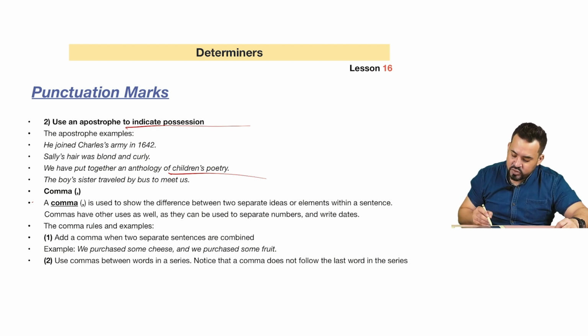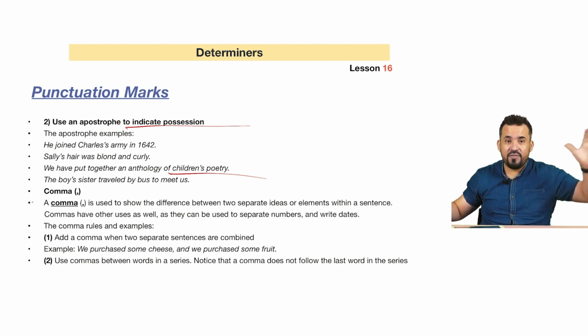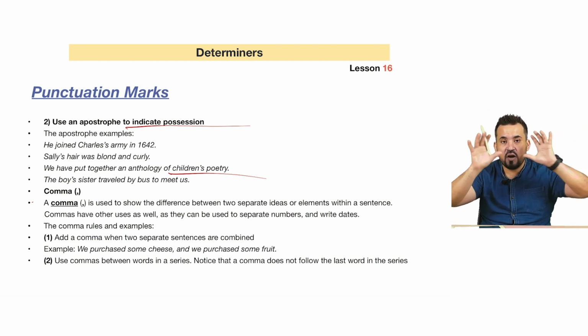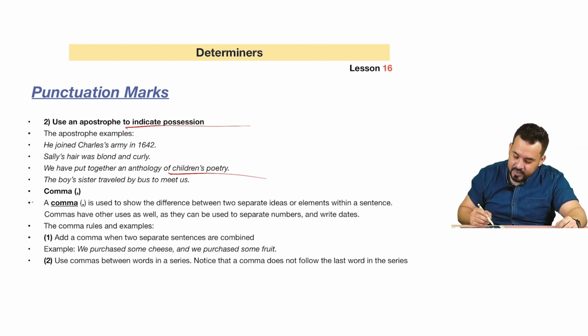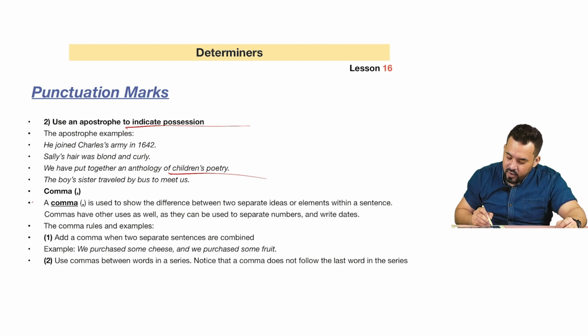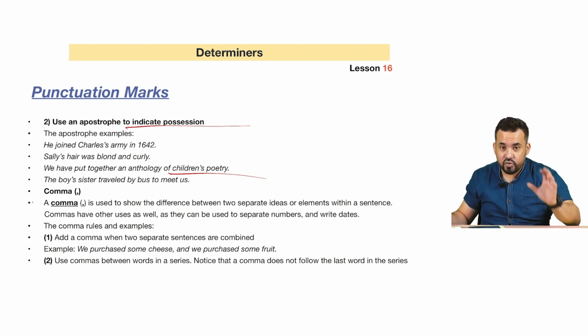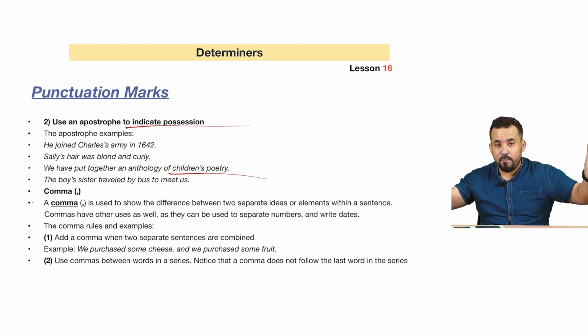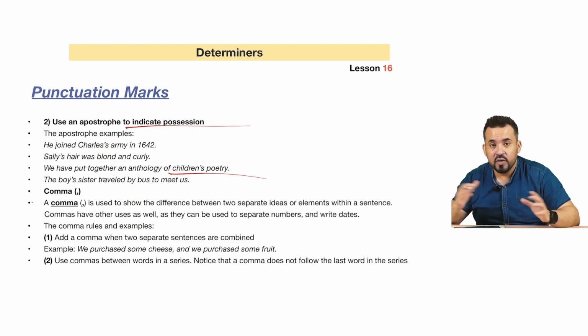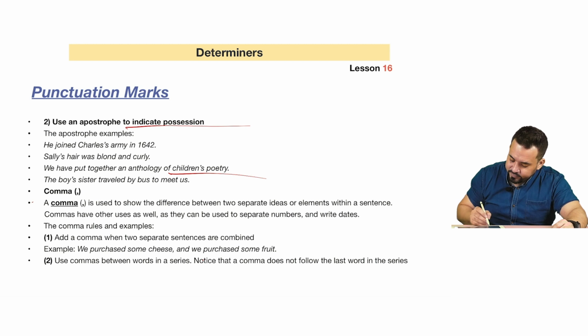The comma rules: add a comma when two separate sentences are combined. So you have a sentence and you combine them, so you use a comma to separate those two sentences. So it will be more clear for the reader to understand. Example, we purchased some cheese and we purchased some fruit. So this is one sentence, we combine them and we put a comma to separate the sentences.